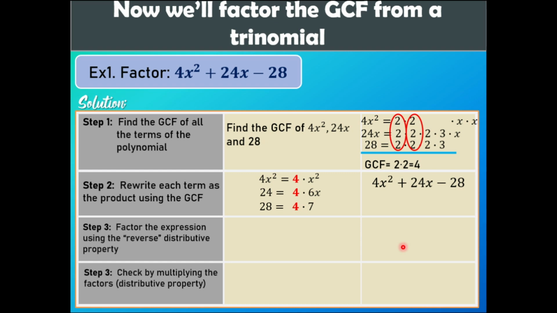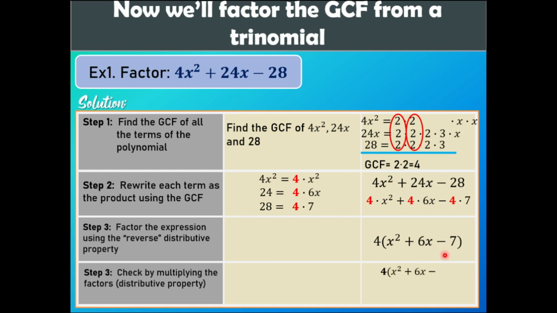Therefore, 4x squared plus 24x minus 28 can be expanded into 4 times x squared plus 4 times 6x minus 4 times 7. Notice that 4 is the common number of these three terms. So, step number 3. Using the reverse distributive property, we can now factor 4 by taking it outside the parentheses. So 4 times quantity x squared plus 6x minus 7.